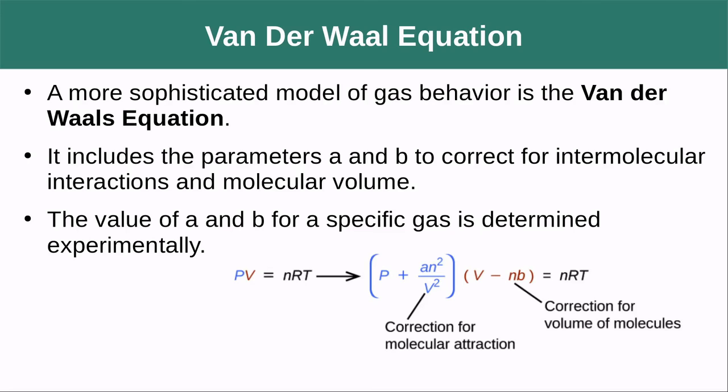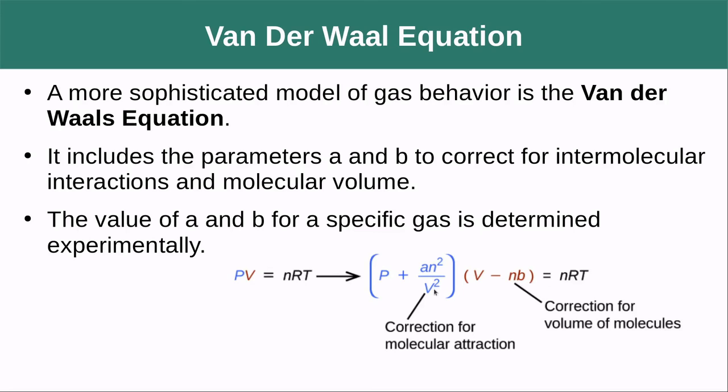And finally, we're going to talk just a little bit about the van der Waals equation. This is a more sophisticated model of gas behavior. It includes the parameters A and B to correct for intermolecular force interactions and molecular volume. The values of A and B for a specific gas can be determined experimentally. So we have this equation here. This is one of the so-called cubic equations of state for gases. There are a few of them, like Dieterici and the virial expansion.